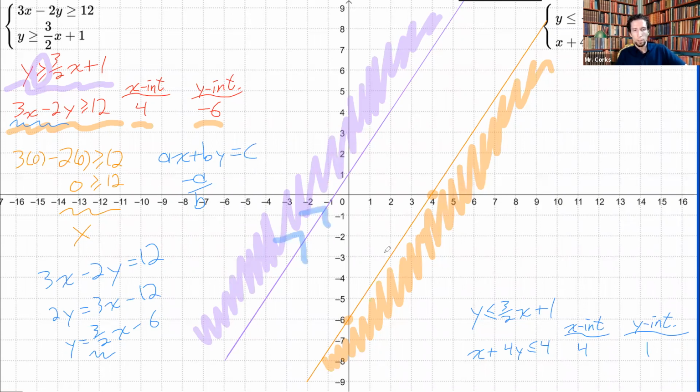So currently in our graph they have no area of overlap, and they are parallel, so they will never cross, so they never will have any area of overlap in either direction as far as we go. So this system of inequalities has no solution. There's no point on the graph where the two overlap. There's no point that is a solution to both of them. Okay, so there's our solution. That's one type of special case that we could have here: no overlap.